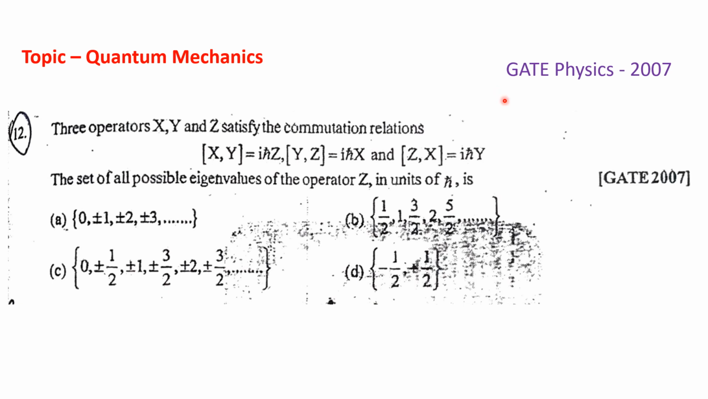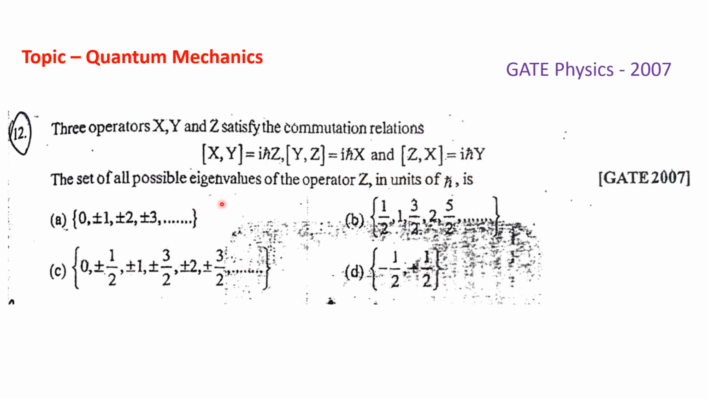This question was asked in the GATE physics paper 2007. This is a question from the topic quantum mechanics and this is a MCQ type question. The question is: three operators X, Y and Z satisfy the commutation relations, that is commutation of X and Y is i h cut Z, commutation of Y comma Z is i h cut X, and commutation of Z and X is i h cut Y.